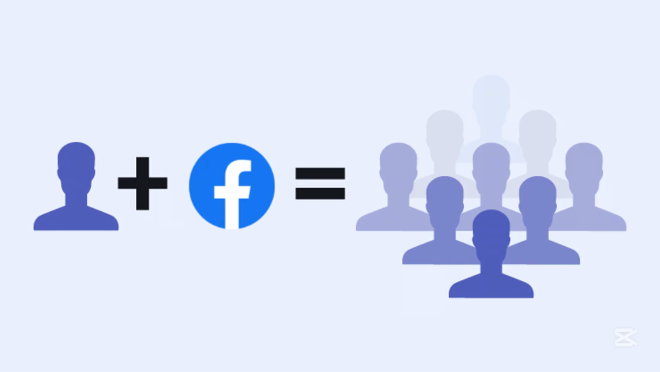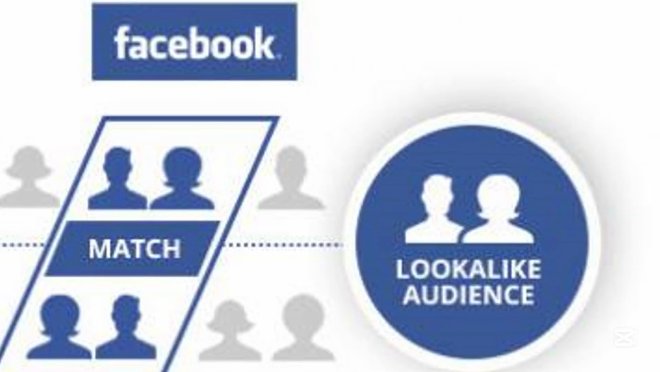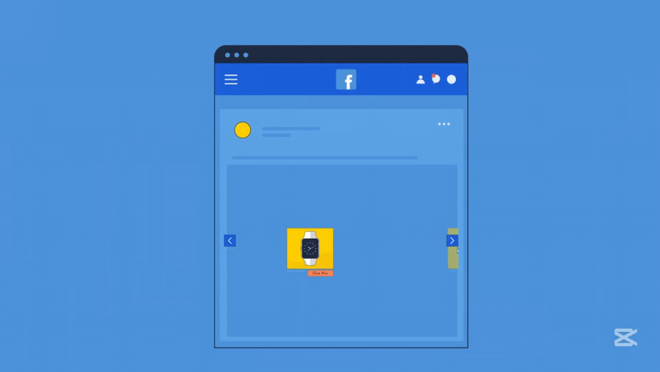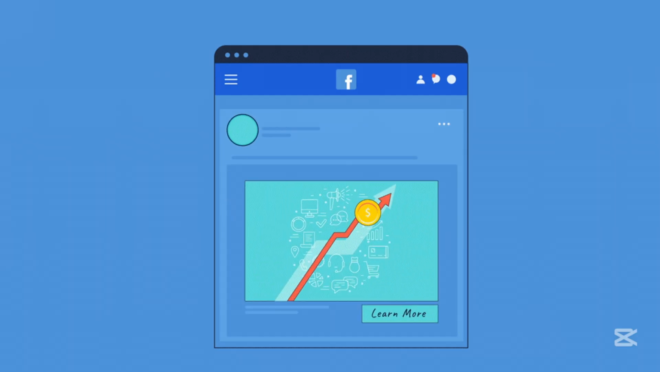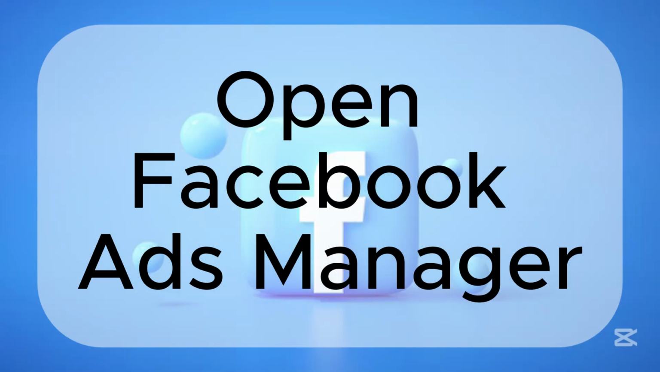Once you create a custom audience, you can take it further by creating a lookalike audience. Facebook analyzes your existing audience and finds new users with similar behaviors, interests, and demographics. This helps you scale your reach while keeping targeting highly relevant. Now that you understand how powerful Facebook custom audiences can be, let's get hands-on with the step-by-step setup.